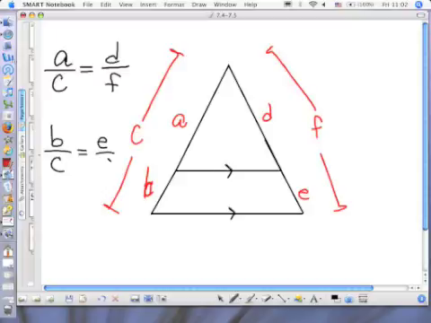Because the small portion, or the lower portion, over the entire side is set equal to the lower portion over the entire side. You just have to make sure you've got your ducks in a row. Cows over horses, cows over horses.